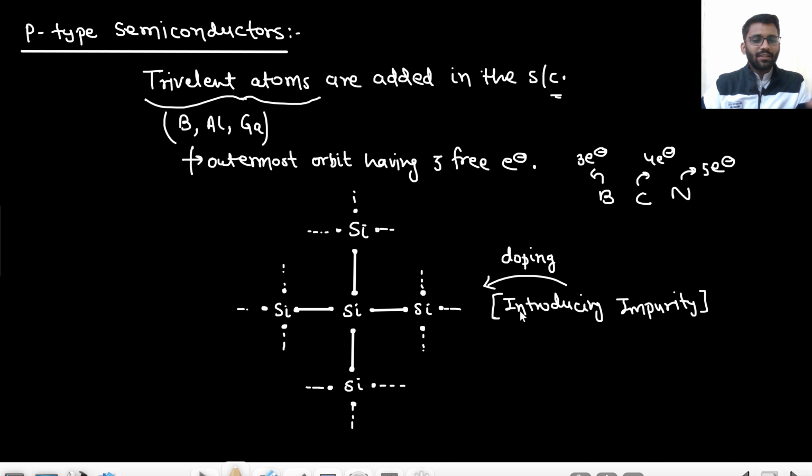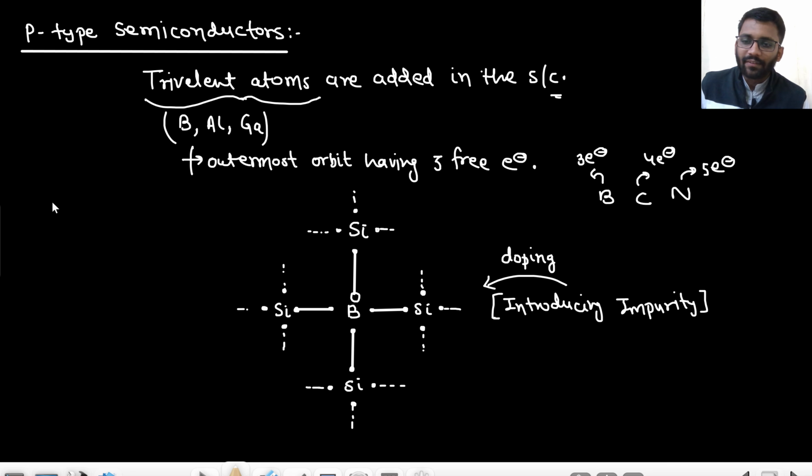So we are introducing boron atom here. Let's just assume we are introducing boron atom in this. So it has only 3 electrons in the outermost orbit. Only 3 electrons are there. So let's just assume this electron is not there. If electron is not there, that means there is a hole. Are you getting my point?